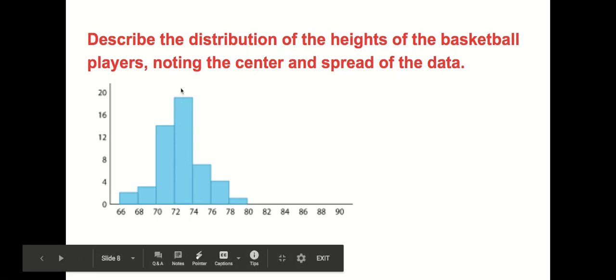Their typical height would be about 72 inches tall, or 72 to 74 inches, and they range between 66 and 80, so not such a wide spread of data there.